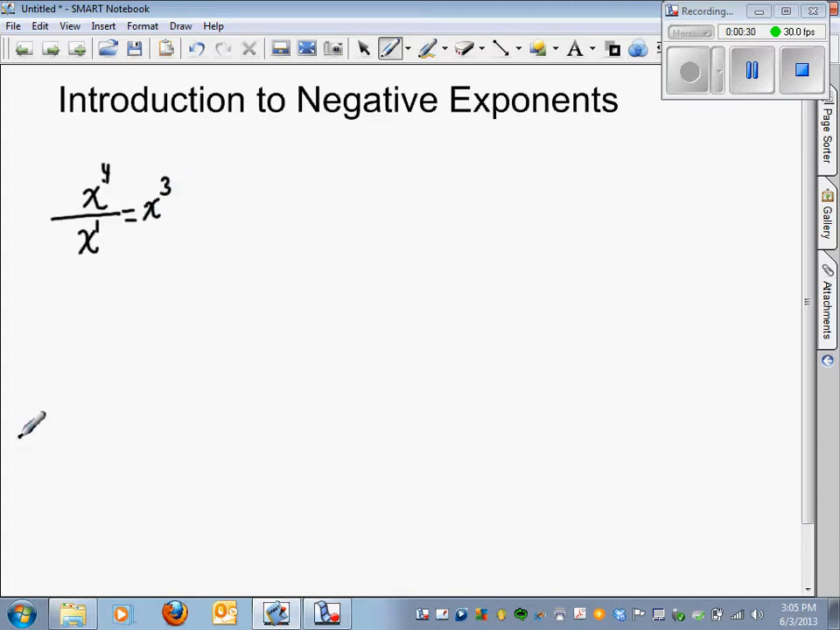Now, if we were to have something like x to the fifth divided by x to the seventh. Well, if you use that same property, the idea, or the shortcut, that if we take our exponents and subtract them, we would get that our answer is x to the negative 2 power, because 5 minus 7 would give us negative 2. Now, what does that negative exponent really mean?